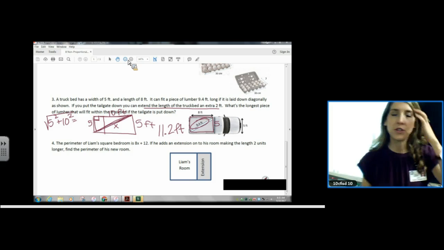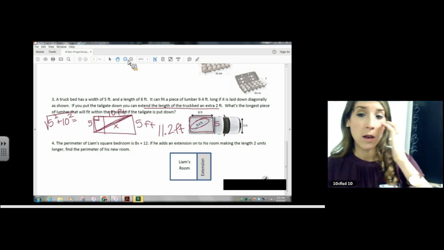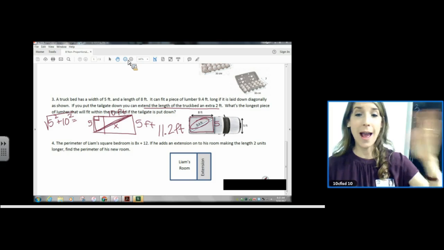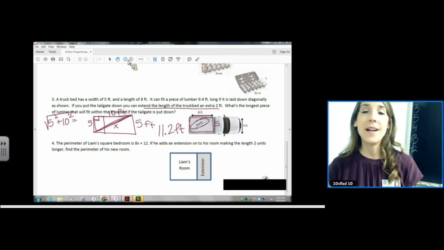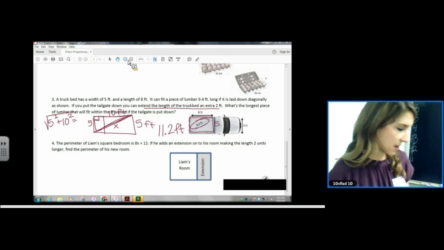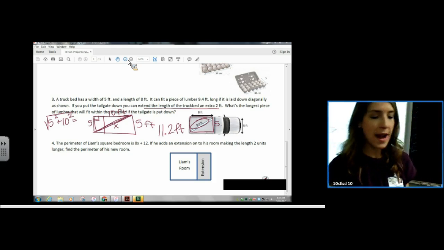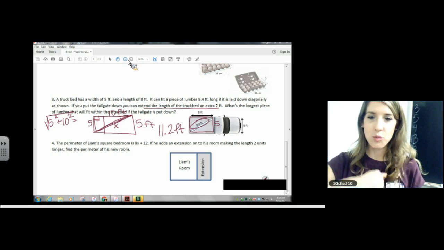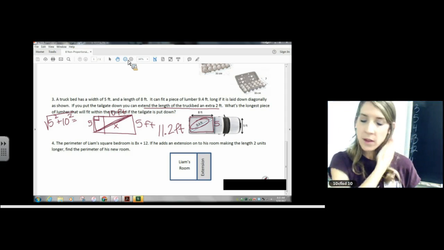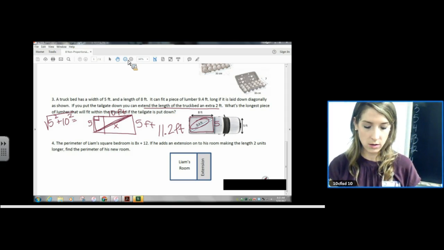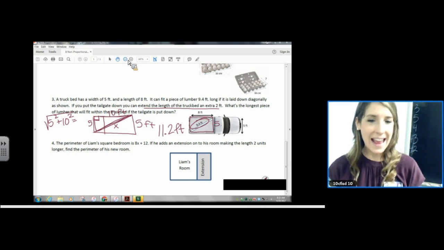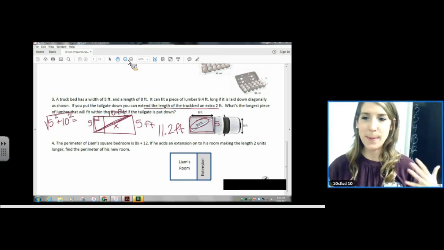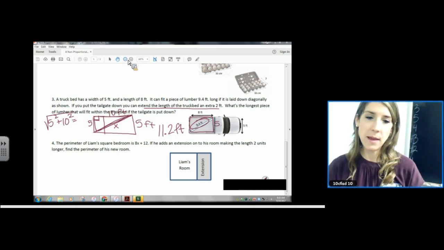11.2 would work. Since they rounded this to 1 decimal place, we can round ours to 1 decimal place. What I think is a more interesting question would have been, okay, I extended the truck, I put the tailgate down. How much longer can my piece of lumber be now? What happens to the diagonal when I give it 2 more feet in length? So 11.2 minus 9.4, I gained 1.8 feet. That's how much longer my piece of furniture can be, or my lumber can be, or whatever I'm trying to do.